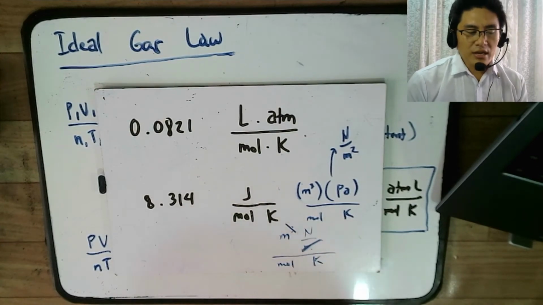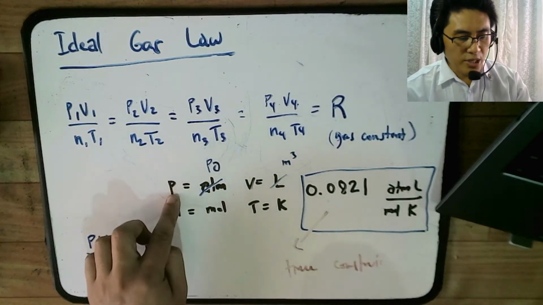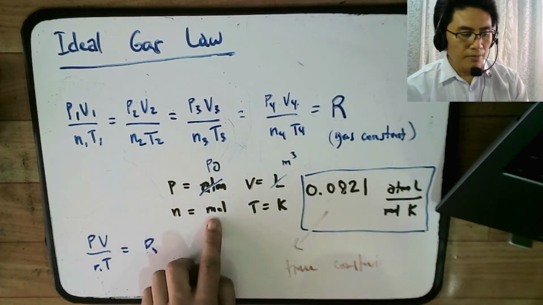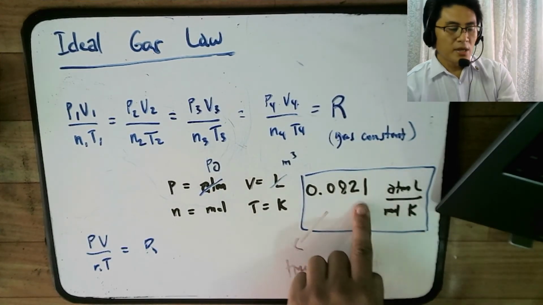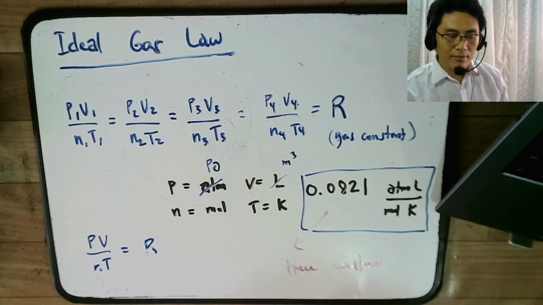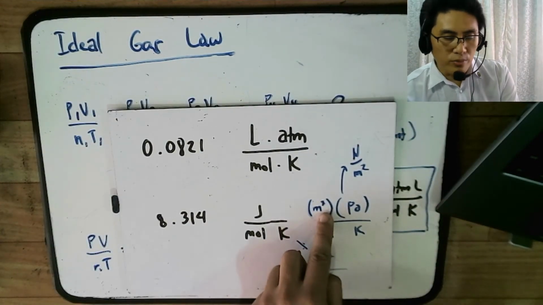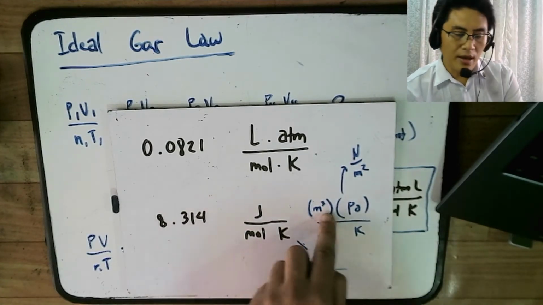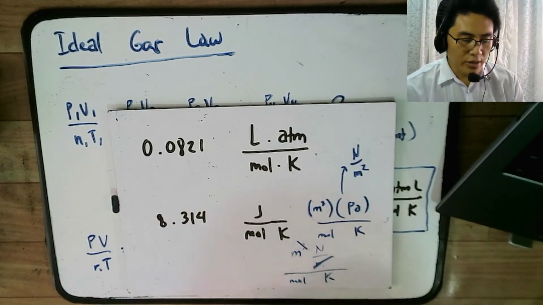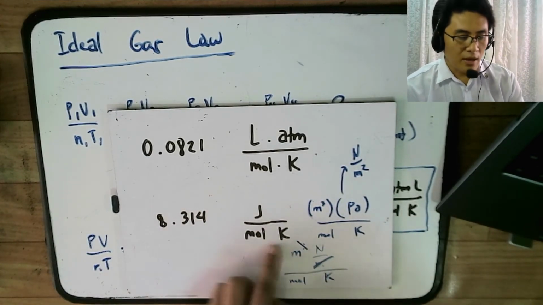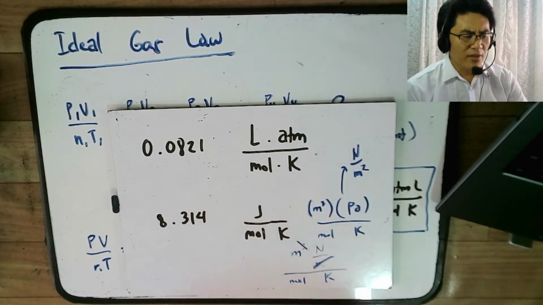Again, the key here is to understand that if you're using atm for the pressure, liter for the volume, moles for the n, and Kelvin for the temperature, you will have this value, 0.0821 atm liter per mole Kelvin. But if you use meter cube for the volume and Pascal for the pressure, you will end up with another unit, joule per mole Kelvin, and it has another number, 8.314. So again, there are different versions.